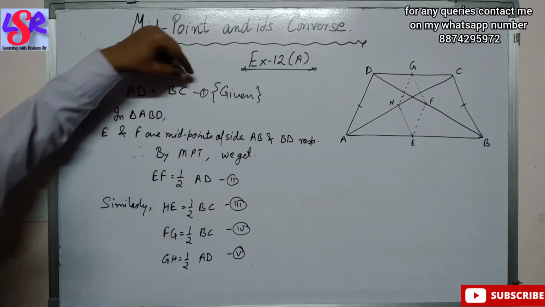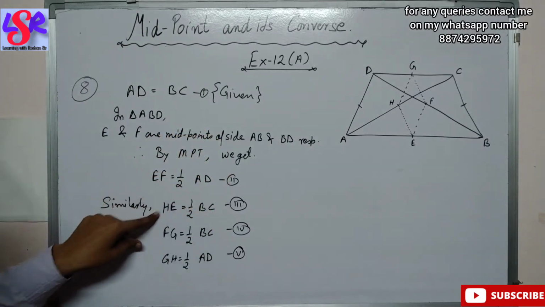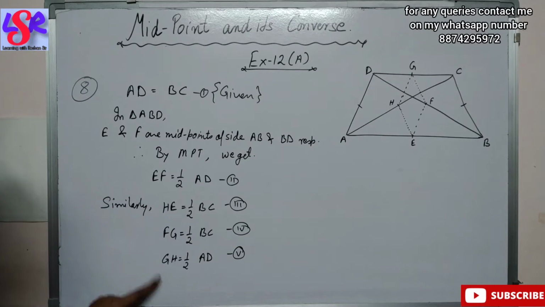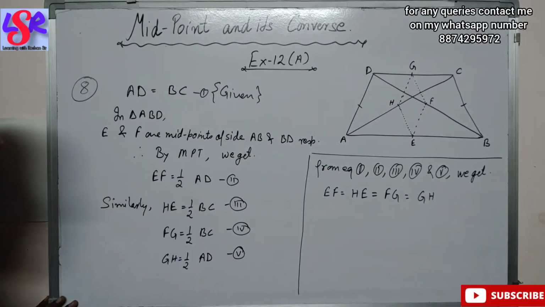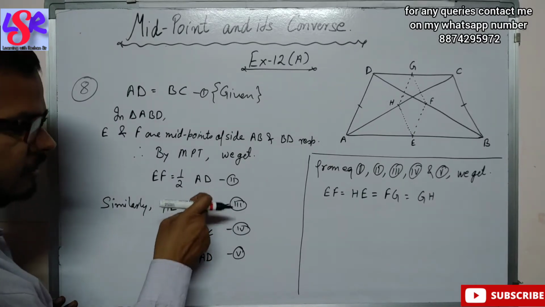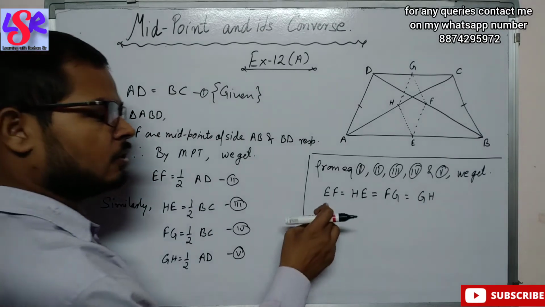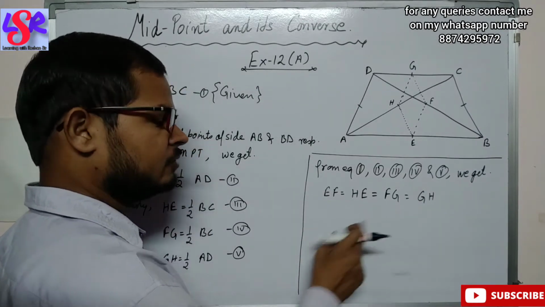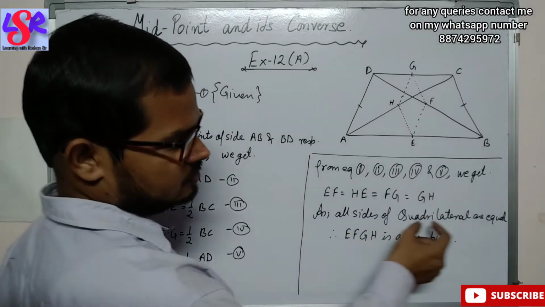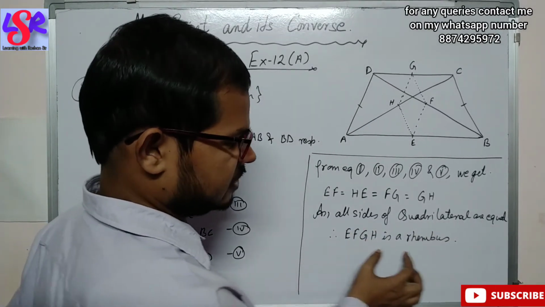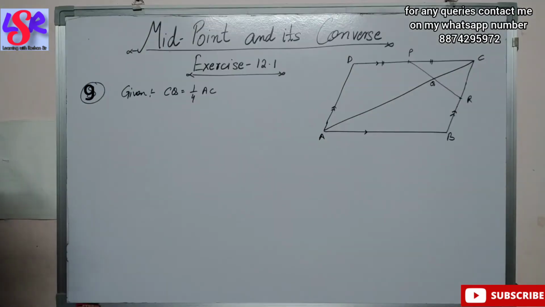So from equations 1, 2, 3, 4 and 5, we get EF equals HE equals FG equals GH, as all of them are equal to either AD or BC, and both AD and BC are equal to each other. Now as all the sides of a quadrilateral are equal to each other, therefore it will be a rhombus. So here all sides of the quadrilateral are equal, therefore EFGH is a rhombus. Hence proved. Now let's move to the next question.